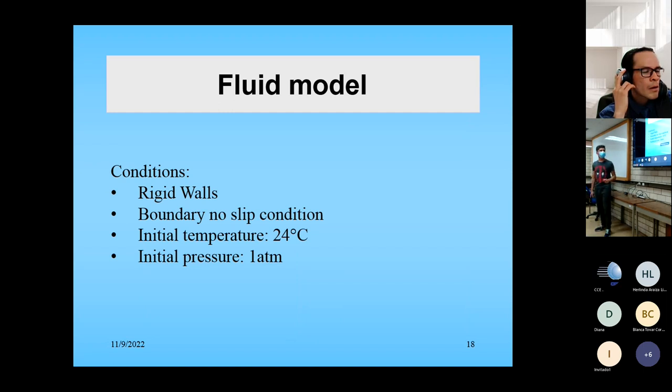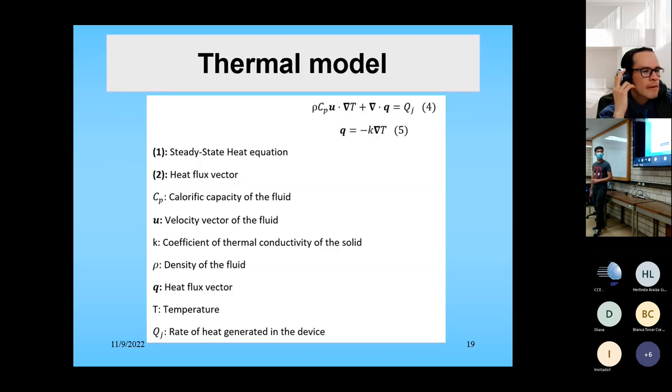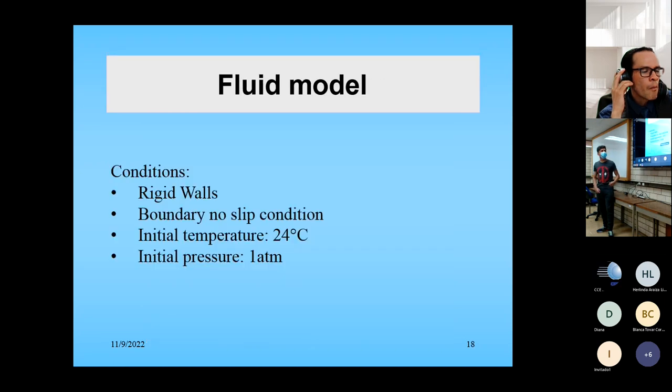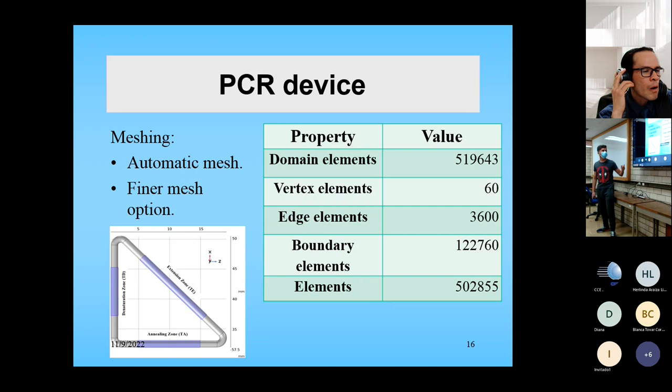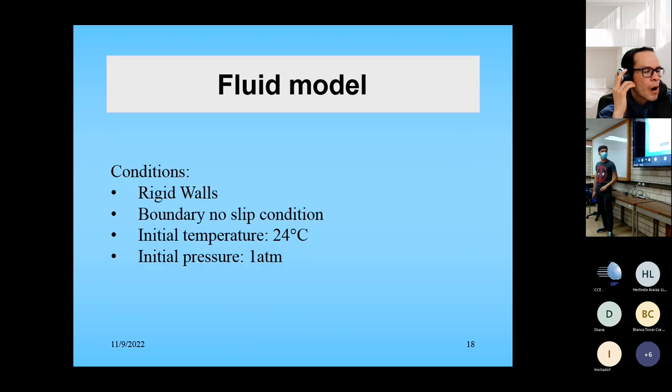Some of the conditions considered for all simulations were rigid walls, no slip boundary condition, initial temperature of 24 degrees Celsius, and initial pressure of 1 atmosphere. The thermal model used was the steady state heat equation, which we can see here. C subscript p is the heat capacity of the fluid, u is the velocity of the fluid, k the coefficient of thermal conductivity of the solid, and capital Q is the rate of heat generated in the device. Here, Q is zero everywhere in the device, except at the constant temperature zones defined in the three different sites.